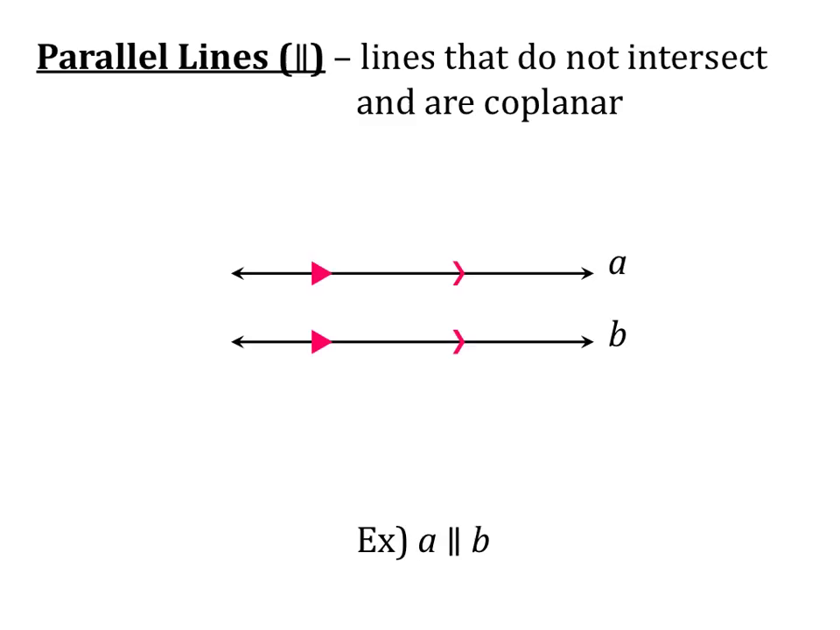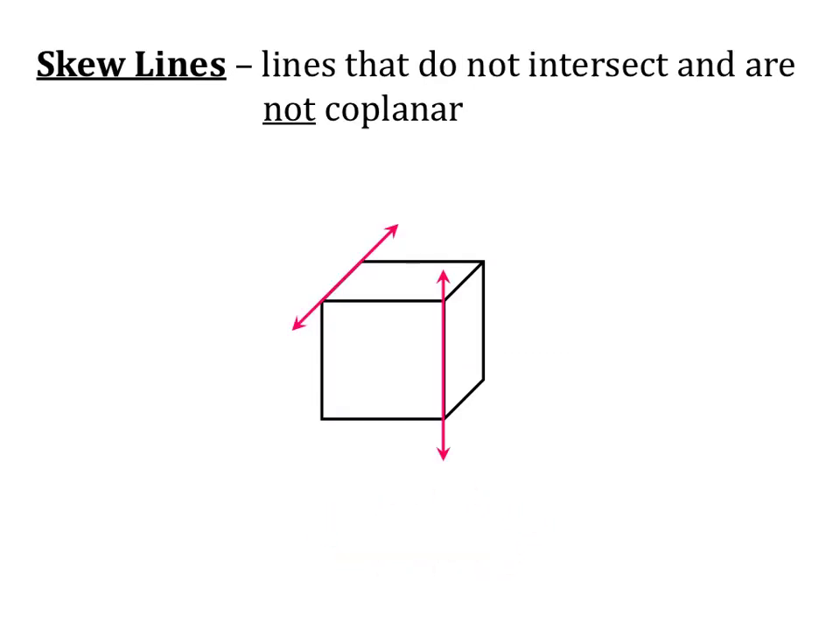Parallel lines are lines that do not intersect and are coplanar. It's important to note that they are coplanar. There are a few ways of marking parallel lines. One way is colored-in triangles pointing in the same direction, or you may also see arrows in the middle of the lines pointing in the same direction. That tells you that line A is parallel to line B.